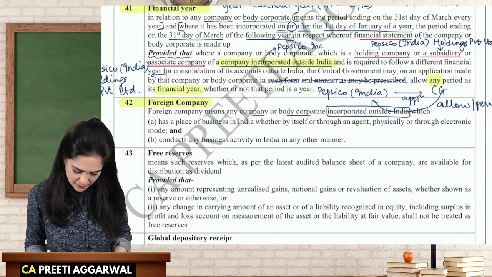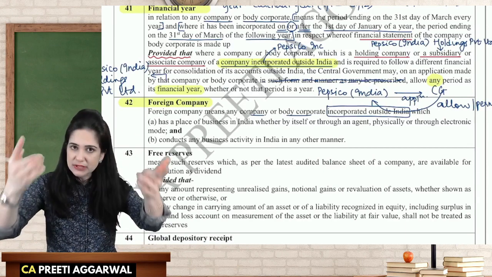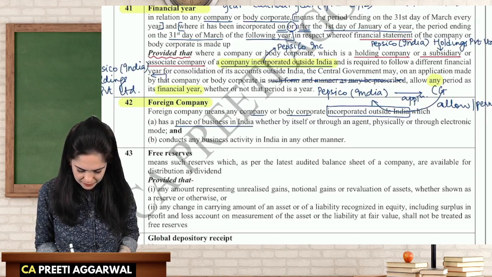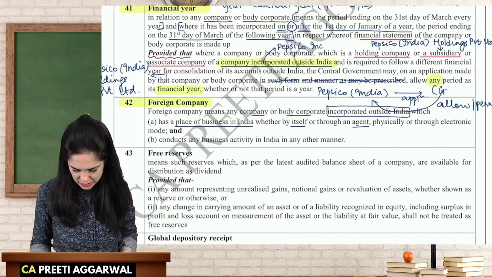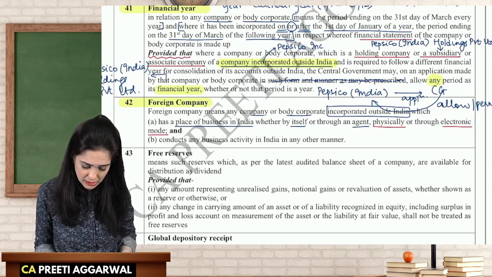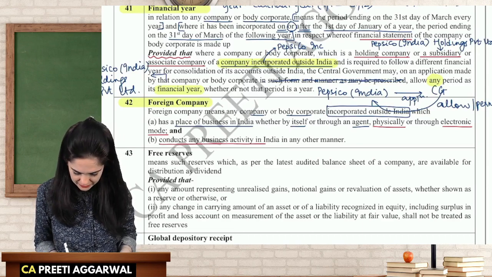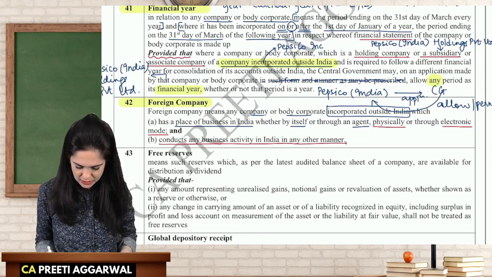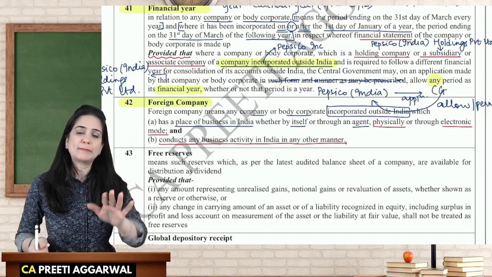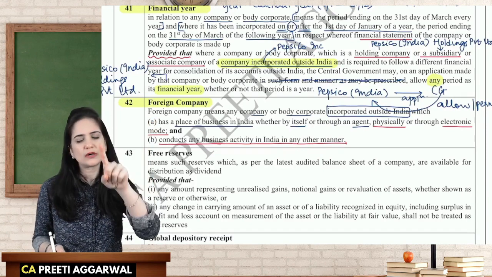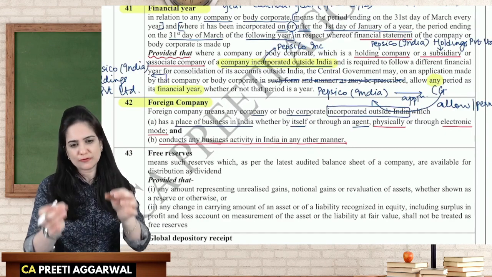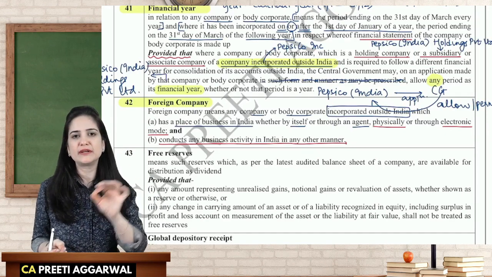So foreign company means a company or a body corporate incorporated outside India, but it has a place of business in India, either by itself or through agent. It may be present physically or it may be present electronically. You must have studied this in foundation. It also conducts business activity in India in any other manner. So because you are doing business in India, Indian laws will apply. You can't say, no, the place where I was incorporated had some different rules. You have been incorporated outside India, but you are doing business in India. So for that business which you are doing in India, the Indian laws will apply.